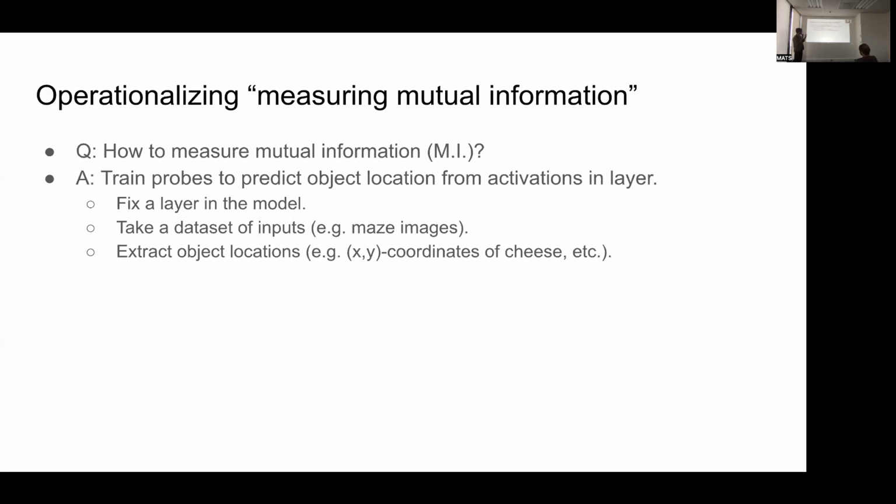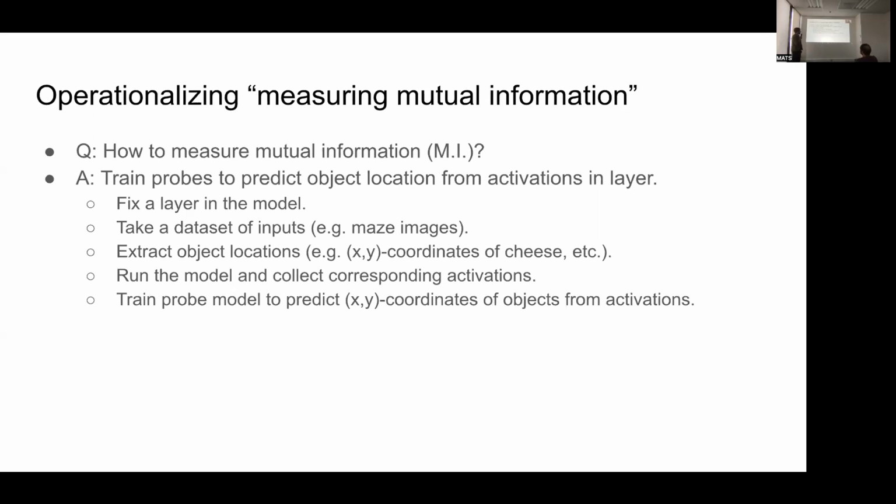We then extract, from that data set of inputs, the abstractions that we want to track. So there are going to be things like object locations, the XY coordinate of the cheese, and so on. Then we run the model on this set of inputs and collect the corresponding activations. Then the idea is we train a probe to predict the XY coordinate of the object from the activations in that layer.